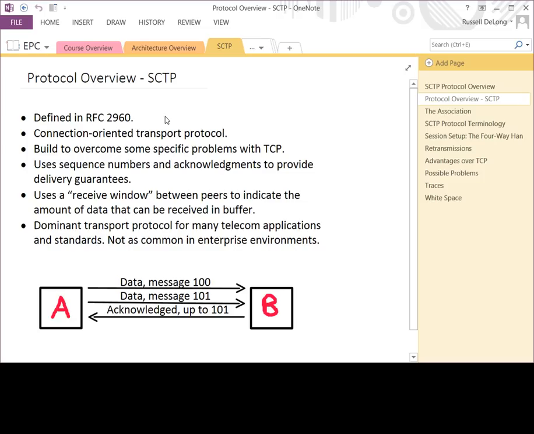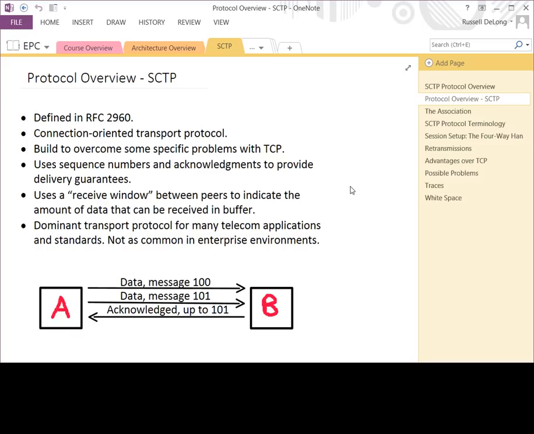So, protocol overview. SCTP was first defined in RFC 2960. It is a connection-oriented transport protocol built to overcome specific problems that the telecommunications industry had with TCP. It uses sequence numbers and acknowledgement numbers to provide delivery guarantees, and a lot of these are exactly the same as TCP. It uses a receive window between peers to indicate what amount of data can be received in buffer. This is all pretty much directly TCP terminology, and it is the dominant transport protocol for many telecom applications and standards. It is not nearly as common in enterprise environments.